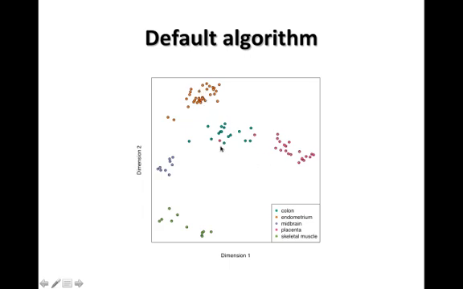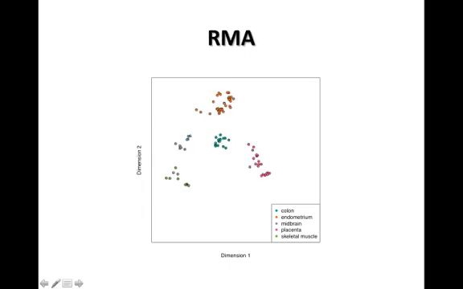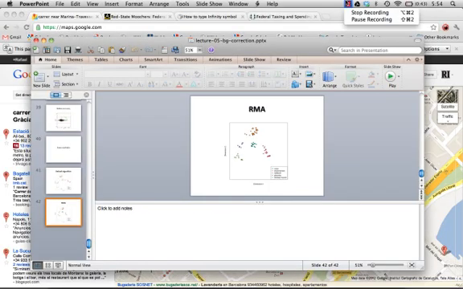Now, in this case, we do have these. See, these 2 placentas are kind of stuck into the colon. That might be due to noise, and then this colon is closer to the midbrain than it is to its fellow colons. So with RMA, some of these issues go away, and you get a more compact result. Okay, and that's the end of today's lecture.